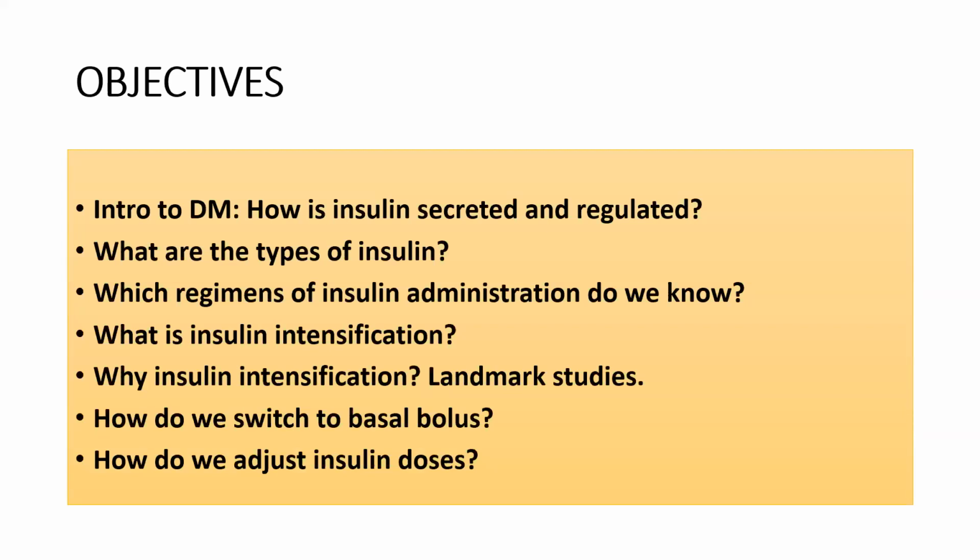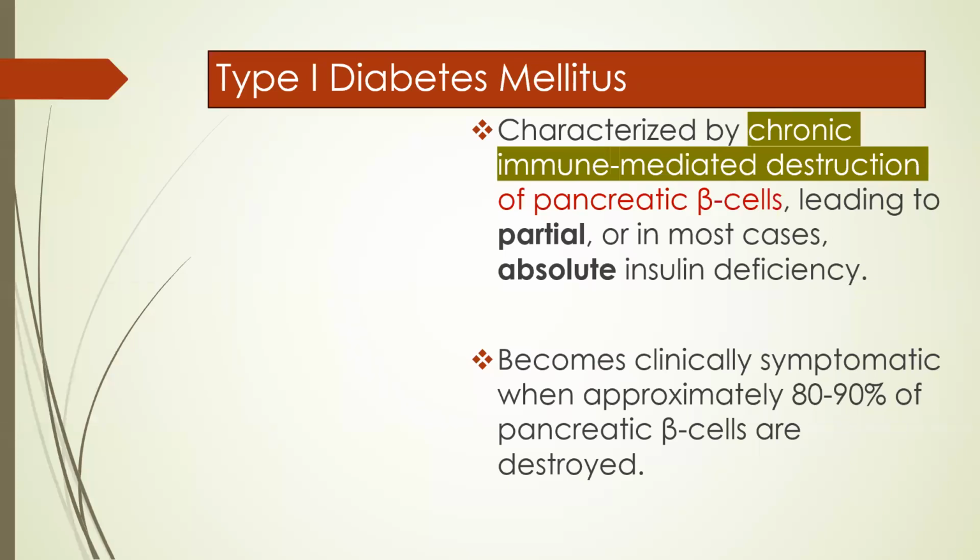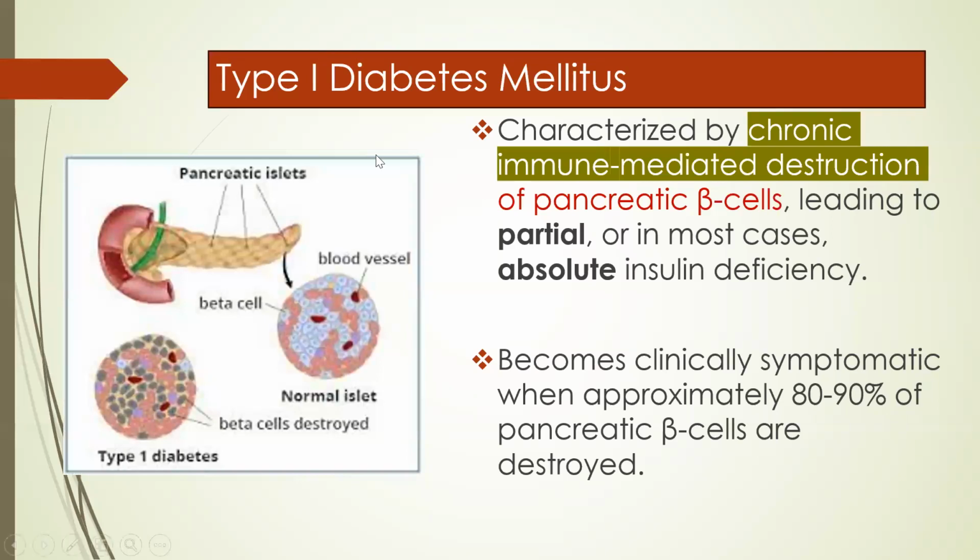So as a way of introduction, we know that type 1 diabetes occurs because of destruction of pancreatic beta cells, leading to either absolute or partial insulin deficiency. By the time the child or adolescent is symptomatic, around 80 to 90% of the pancreatic beta cells have been destroyed. This is where our pancreas is, and this is the destroyed pancreatic islet cells leading to type 1 diabetes.